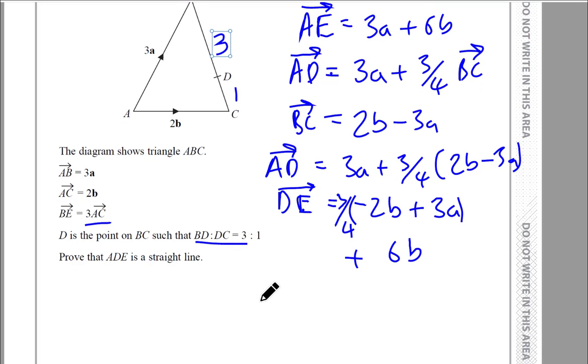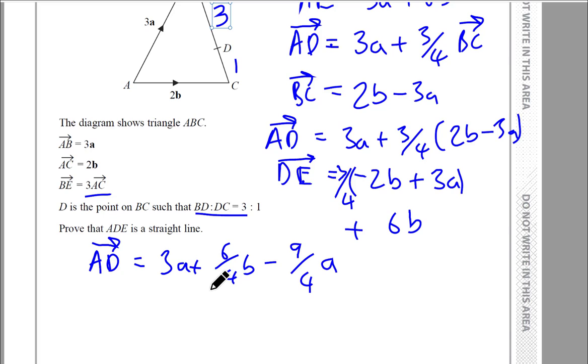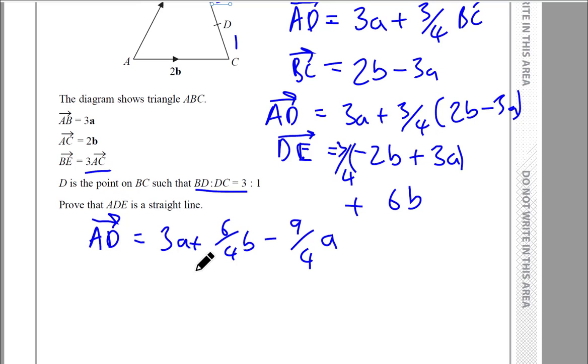So we want to compare AD and DE to make sure AD and DE is all in a straight line. So let's just simplify AD. AD is going to be 3A plus 6 over 4B minus 9 over 4A. Now you can use your calculator to work that out, but I know 3A is the same as 12 over 4, so 12 over 4 plus 9 over 4, we're going to get 3/4 A plus 6 over 4B. That should be AD.